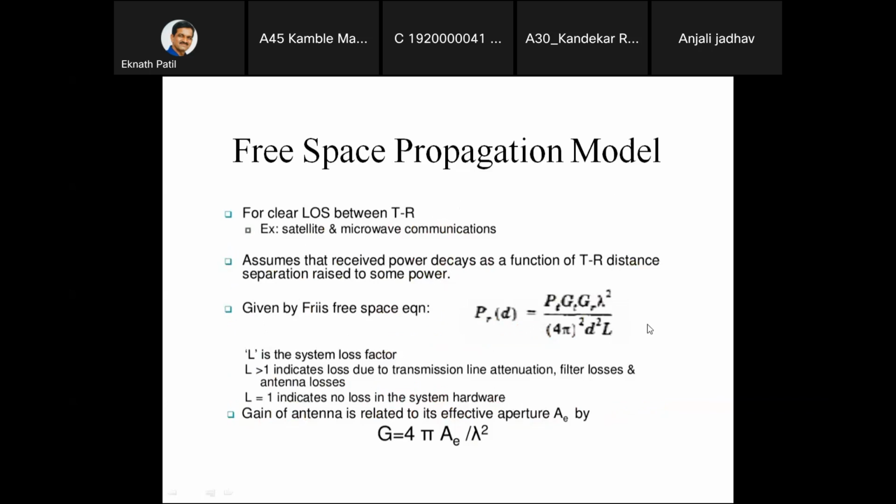And one more parameter is added here, and that parameter is L.